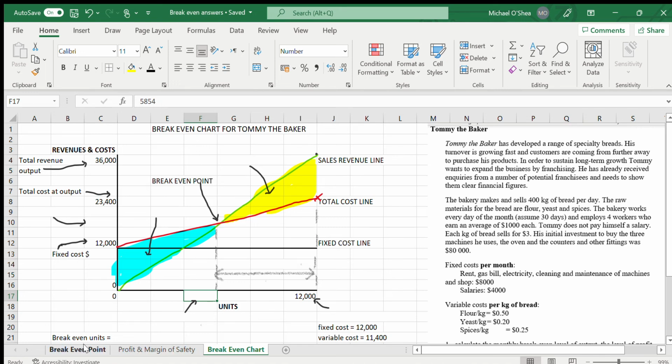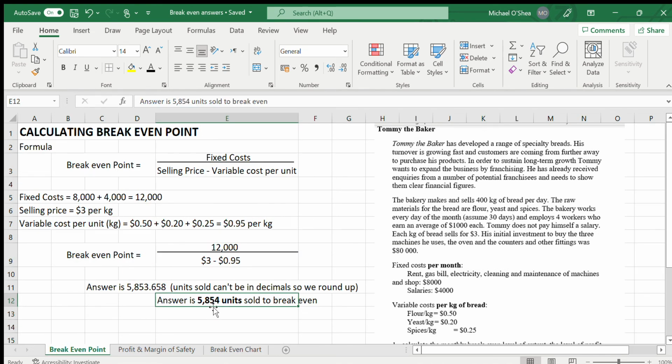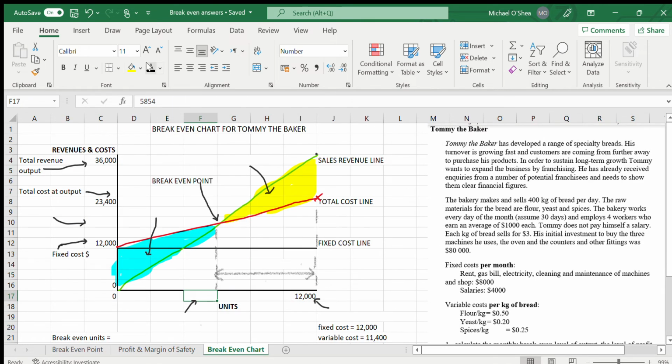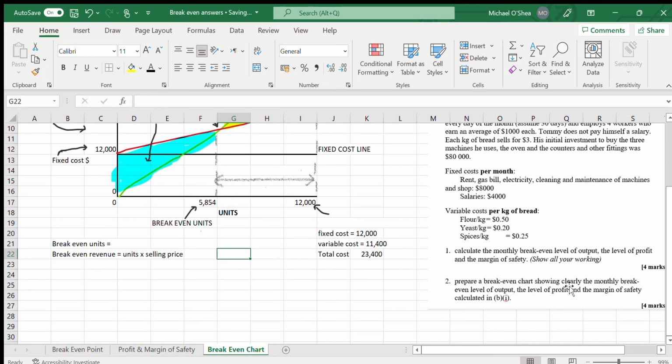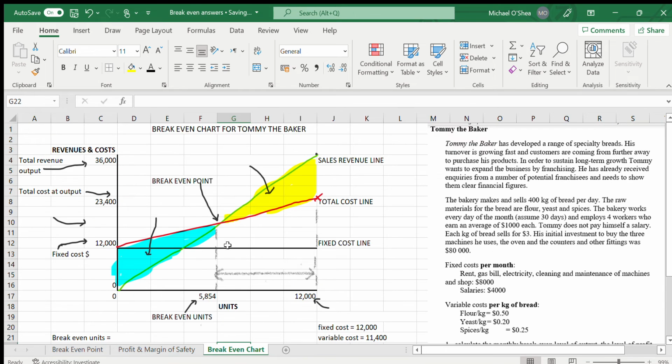Don't guess. Use the figure you've done, 5854. And if you've drawn this accurately enough, it should resemble about halfway between 0 and 12, which we're going to say it roughly does. This is my break-even units. So again, you have to label it. You're physically asked to show clearly the break-even level of output, level of profit, and margin of safety. So we're going to have to show those.